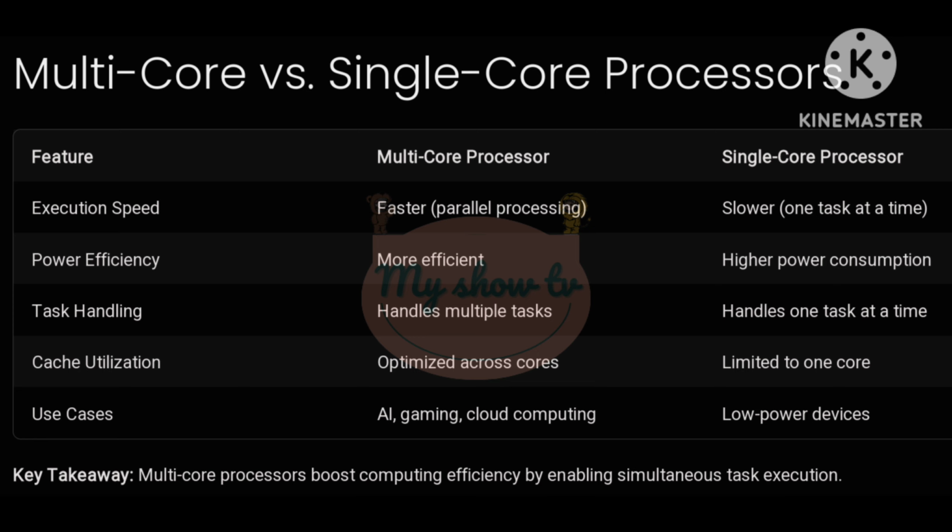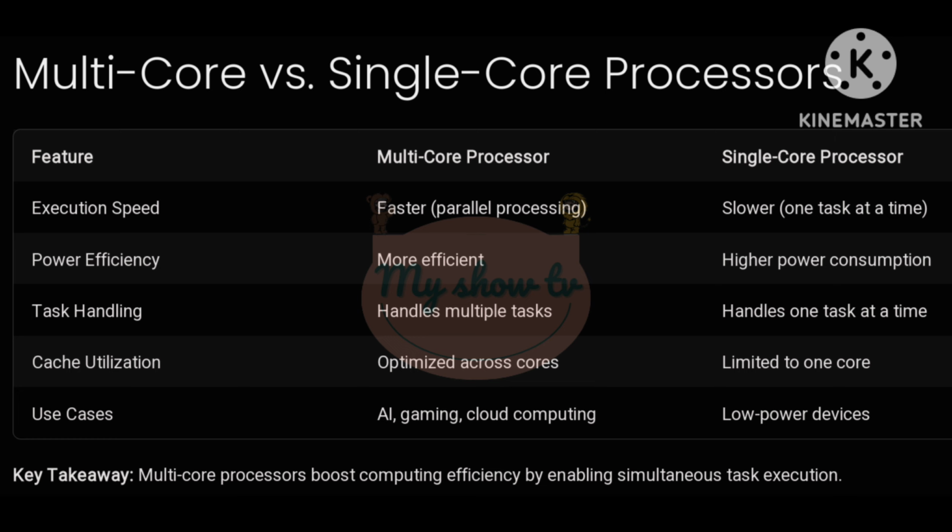4. Cache utilization. Multi-core processors share L3 cache memory, allowing efficient data access across cores. Single-core processors depend entirely on their own cache, which may lead to performance bottlenecks. 5. Use cases. Multi-core processors are widely used in AI, gaming, cloud computing, and scientific simulations. Single-core processors are more suited for low-power applications like smart sensors, microcontrollers, and embedded systems.